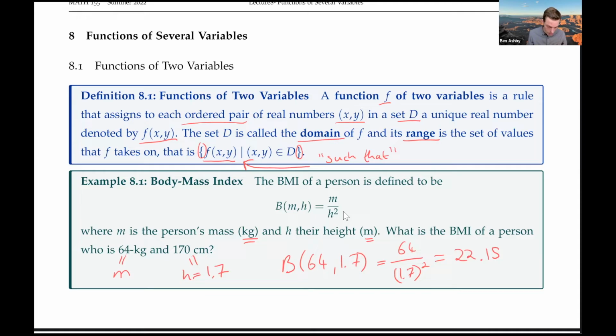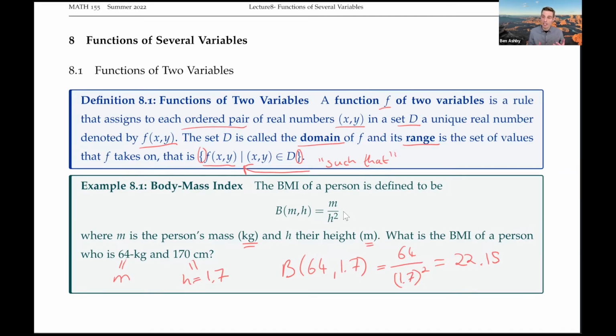So note that the domain in this case would only make sense to have non-negative values, or in fact, it would only make sense to have positive values here for our mass and for our height. Every person has a positive mass and a positive height, so we wouldn't be able to put in negative numbers. So our domain here would be the set of all positive real numbers.